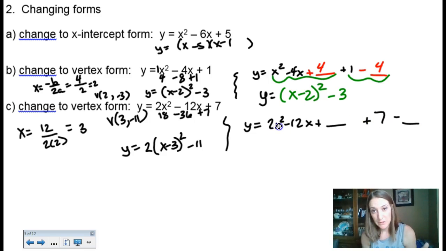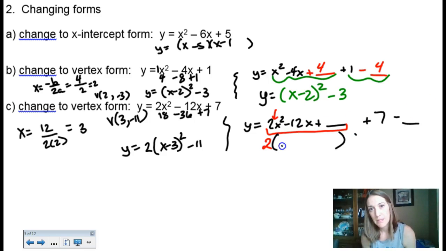Like I was saying, the first coefficient is not a 1. So remember, you can't actually complete the square unless this first coefficient is a 1. So when we were solving, it was easy. We just divided everything by 2. Well, you can't divide in a function equation because it has to stay equivalent. So what we're going to do is factor out the 2.